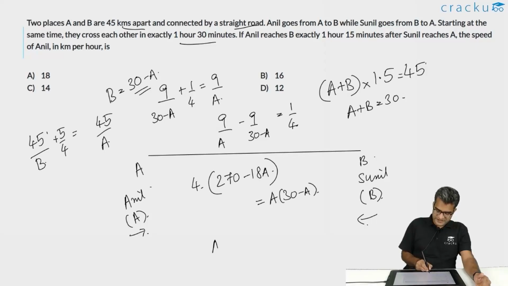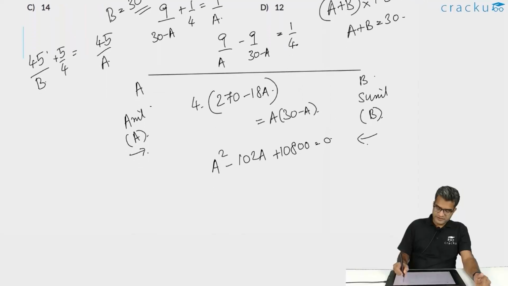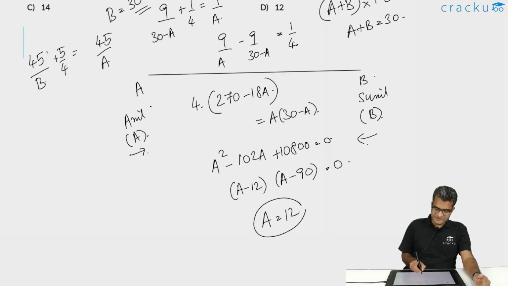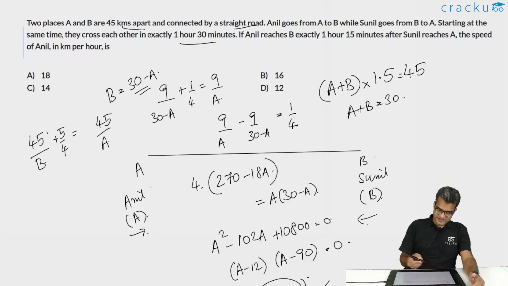We can simplify this as A square minus 102A plus 10,800 is equal to 0. We can factorize this as (A minus 12) into (A minus 90) is equal to 0, or the value of A is equal to 12 kilometers per hour. Because A plus B is 30, we cannot have A to be equal to 90. So the speed of A is 12 kilometers per hour, which is option D.